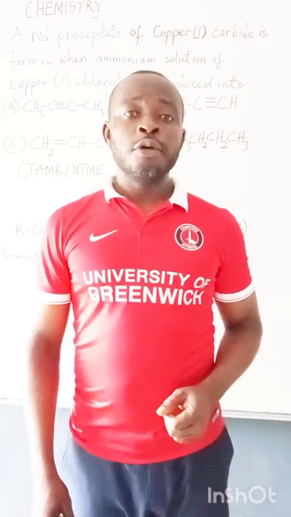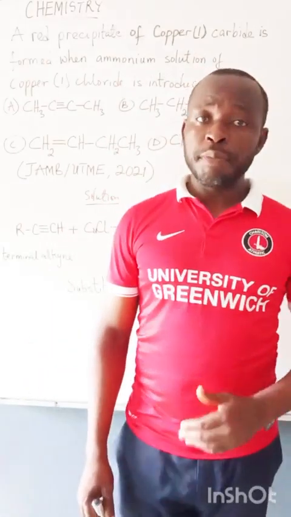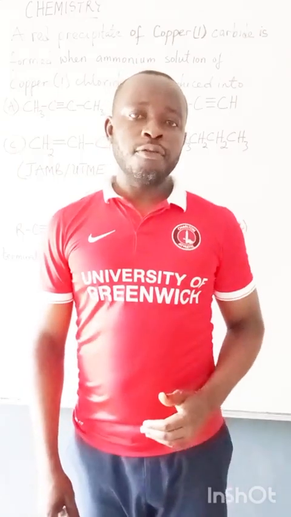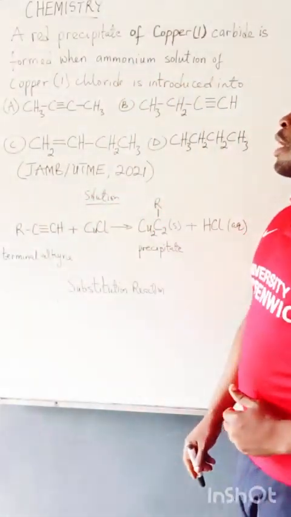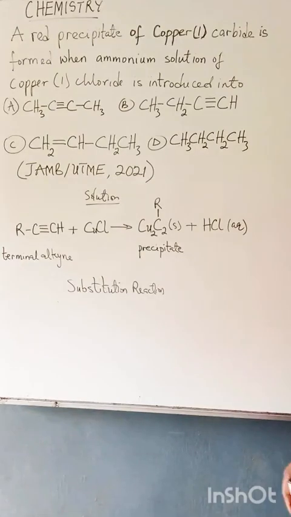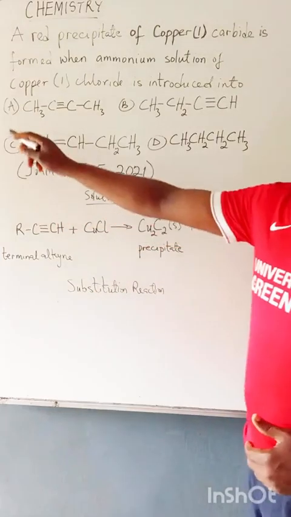As usual, we have a 2021 UTME problem on the board to be solved. The problem is on organic chemistry. The problem goes this way. A red precipitate of copper 1 carbide is formed when ammonium solution of copper 1 chloride is introduced into, we have some options given to us.